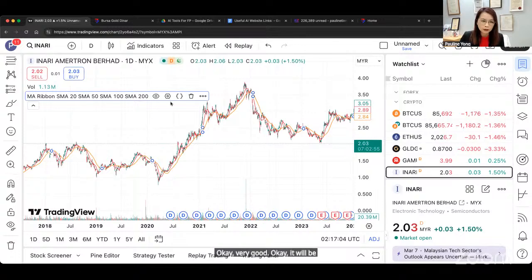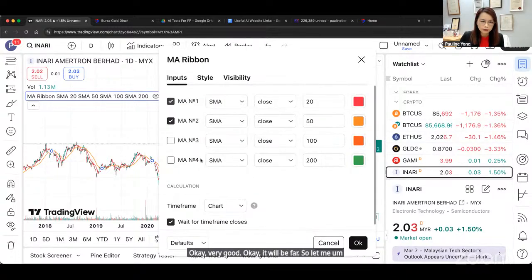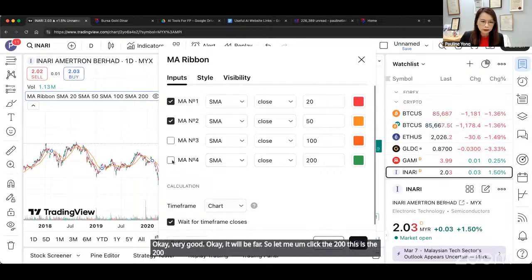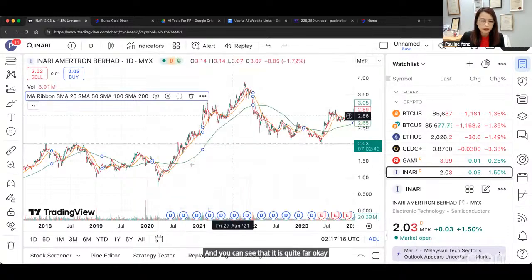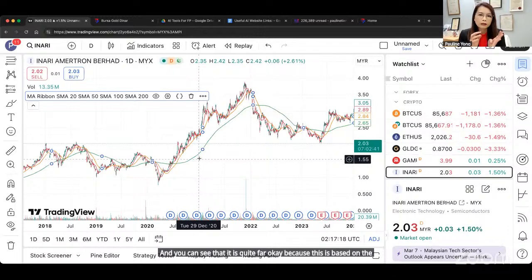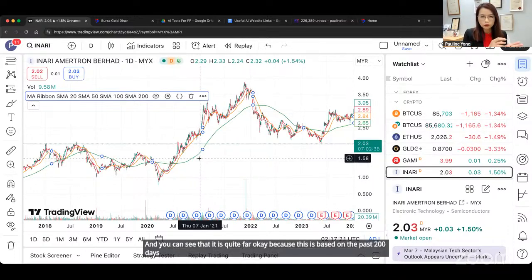So let me click the 200. This is the 200. I click, and you can see that it is quite far, because this is based on the past 200 days of prices. You add all the 200-day prices together and then divide by 200.